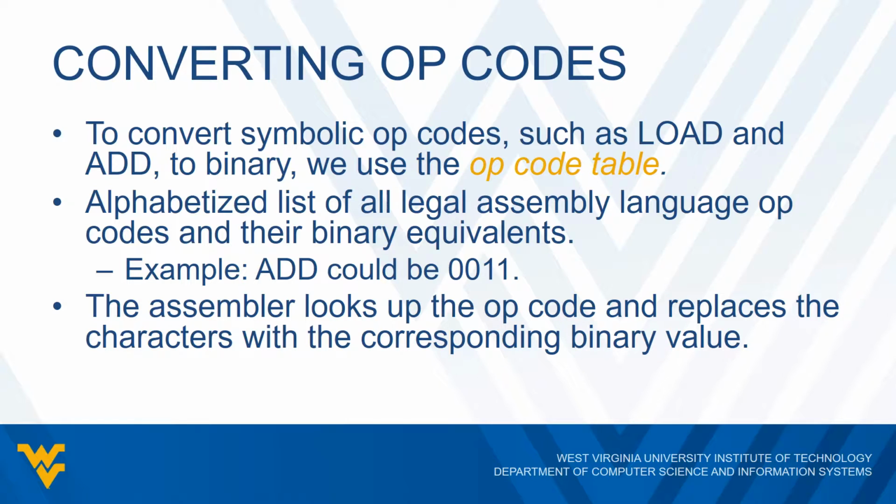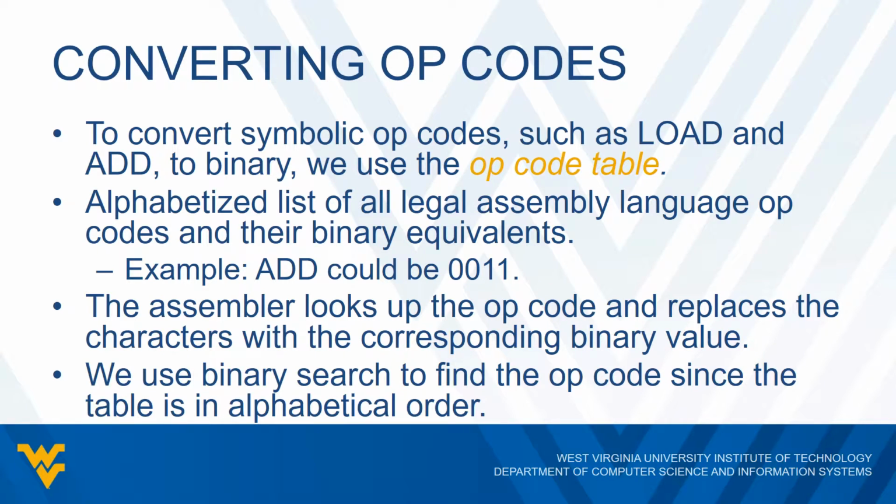Now, the way we would do this, you may think, well, we'll just do a sequential search to go through the list, but we could have a very large number of opcodes, so this could really slow down our system. But fortunately, we can take advantage of the fact that our opcode table is going to be sorted alphabetically, which means we can use the more efficient binary search algorithm instead of having to do a sequential search.